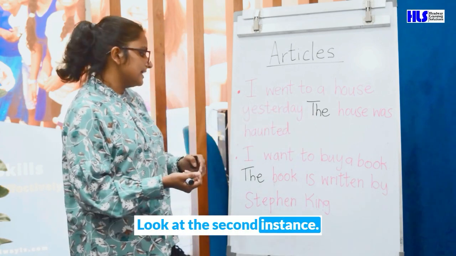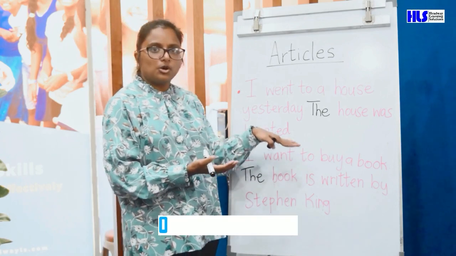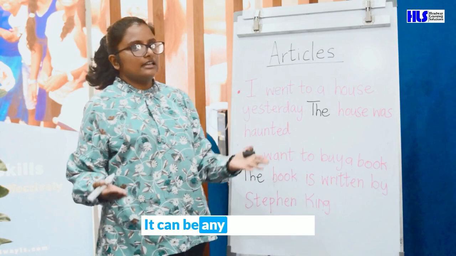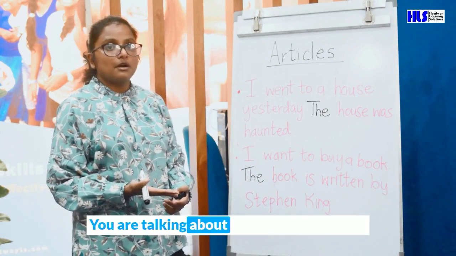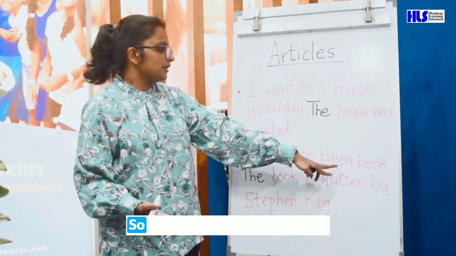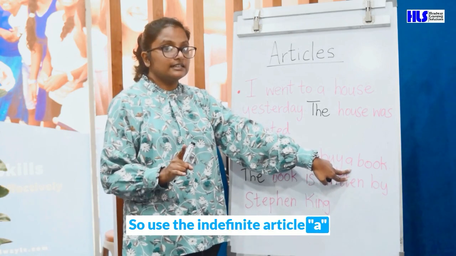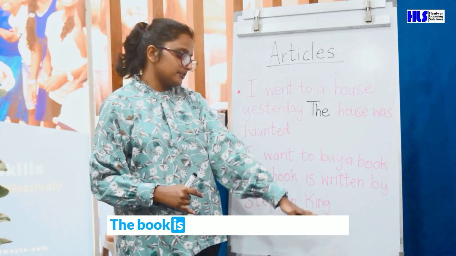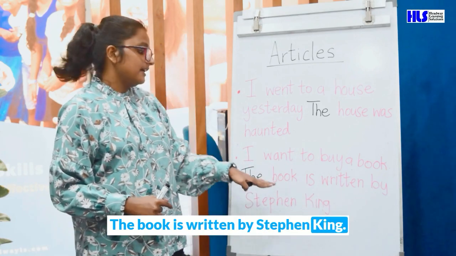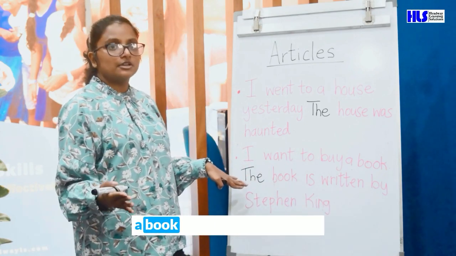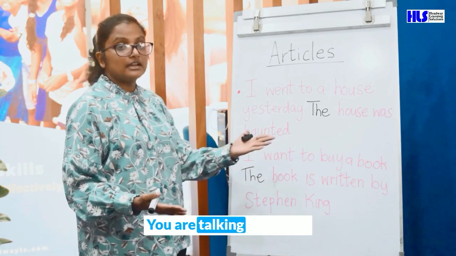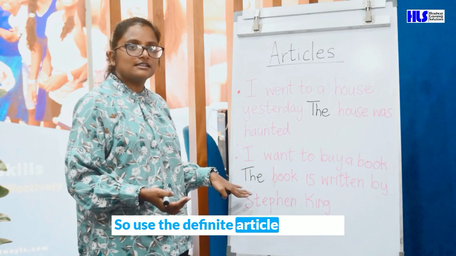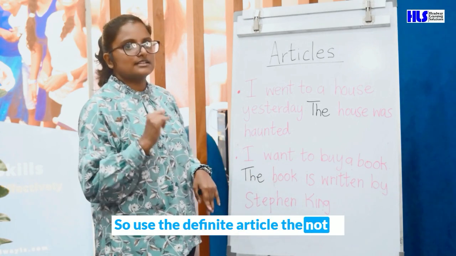Look at the second instance. I want to buy a book. A book. It can be any kind of book. You are talking about this for the first time. So use the indefinite article a. Then move to the second line. The book is written by Stephen King. Now you know what kind of book you are talking about. You are talking about the book which you want to buy. So use the definite article the, not a.